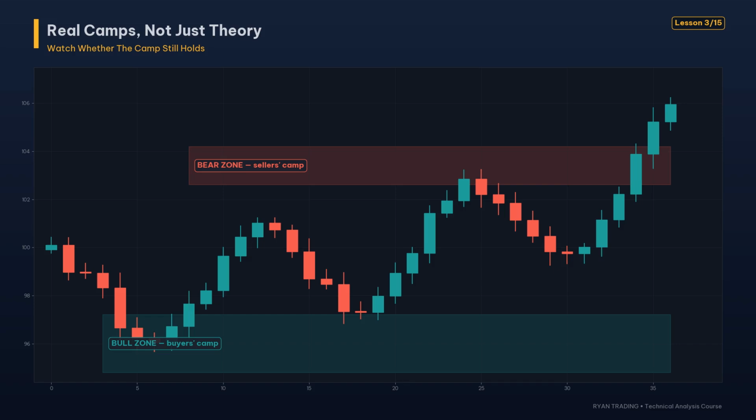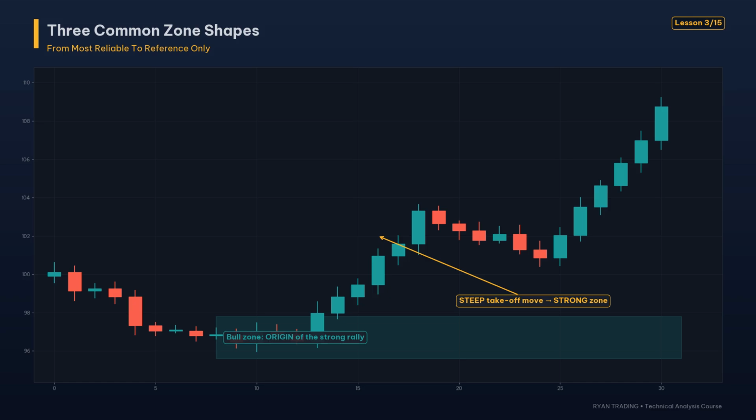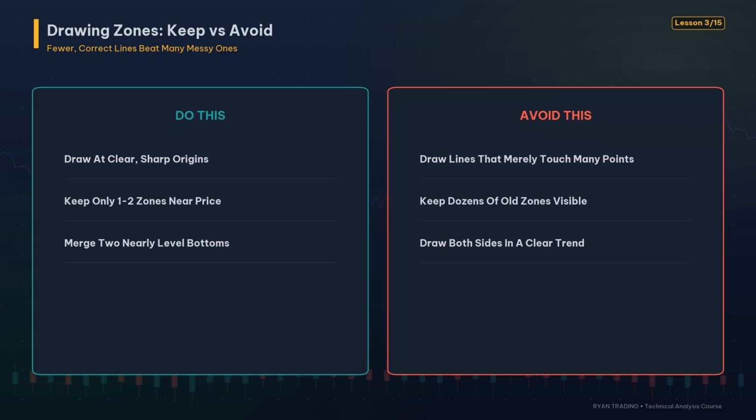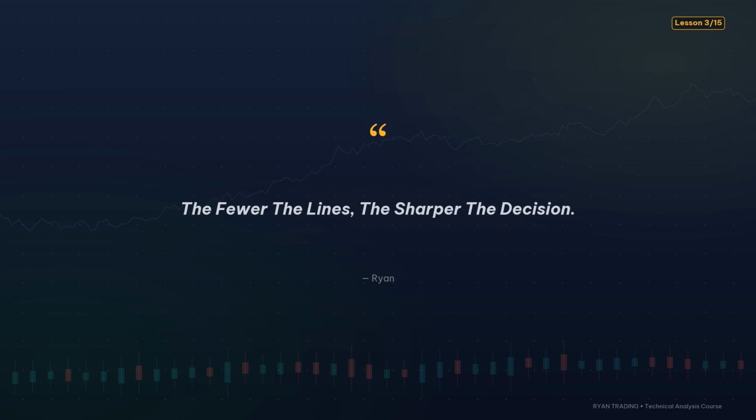Bull zones and bear zones are real camps, not abstract theory. Every time price returns, ask whether the home side still has the strength to defend it. Three shapes show up constantly: an engulfing pair right before a strong wave, most reliable, a long wicked candle, and a single odd-colored candle, weakest of the three. Draw at clear, sharp origins, keep only one or two zones near price, merge levels that sit close together. Avoid the rest completely.